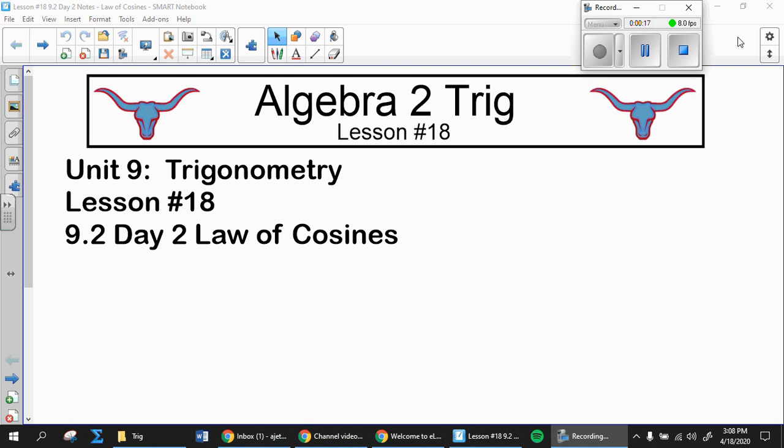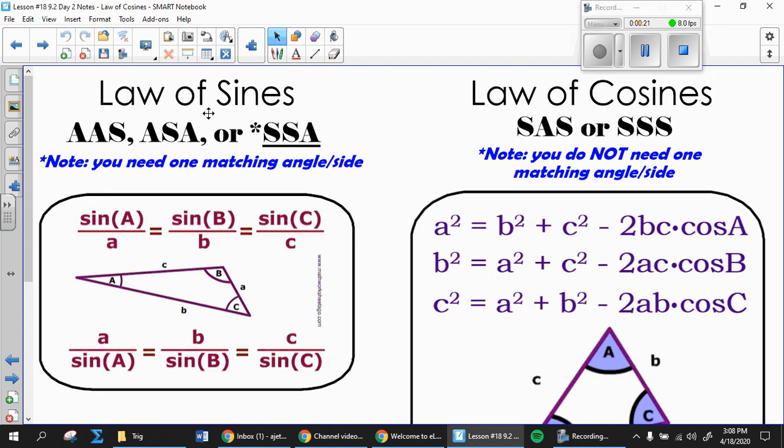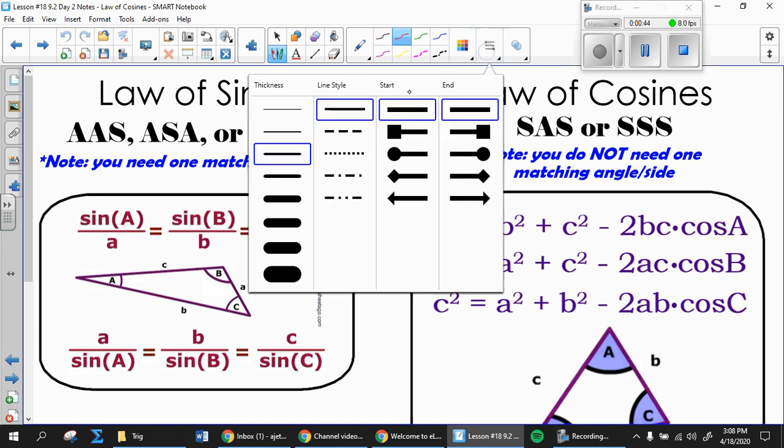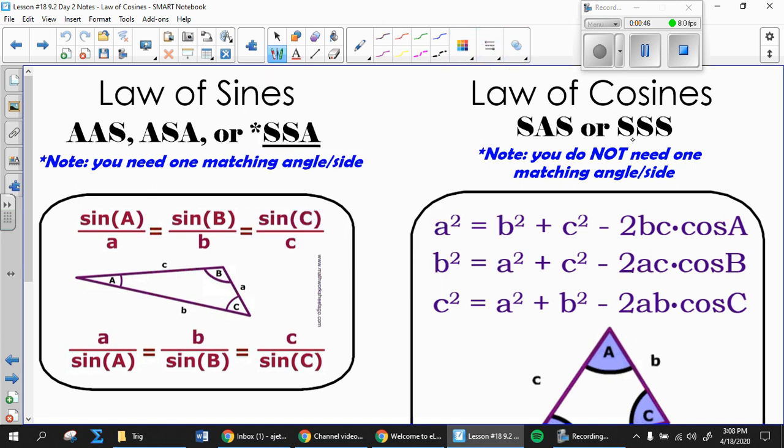The only difference with law of cosines is that with law of sines, we had to have this matching angle inside. We had to know either A, A, B, B, or C, C. With law of cosines, we're now saying, okay, we don't know A, A, B, B, or C, C, so here's our other option. With law of cosines, it's going to be if we're given two sides and the angle between them, so side, angle, side, or if we're given all three sides.